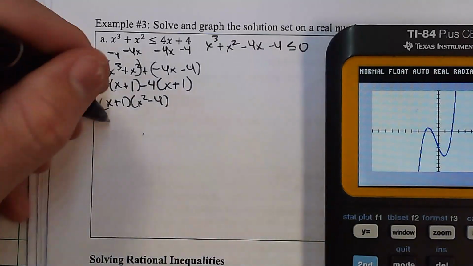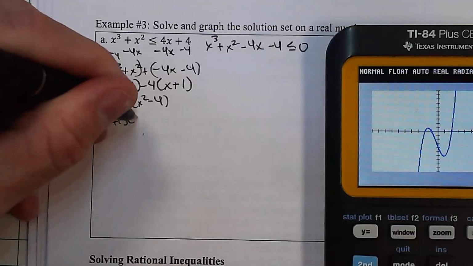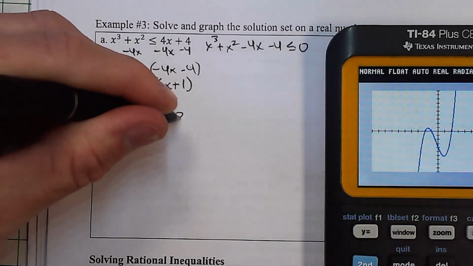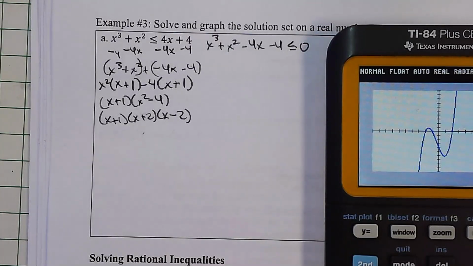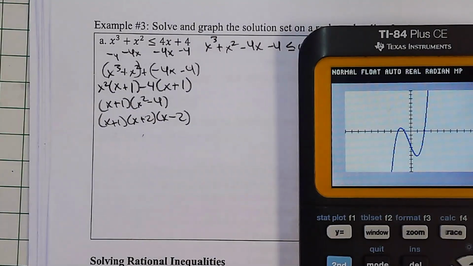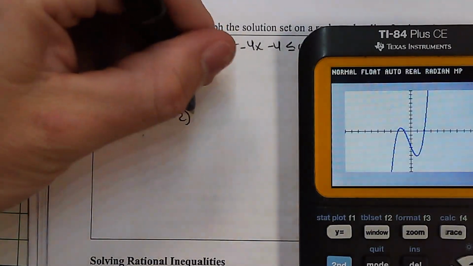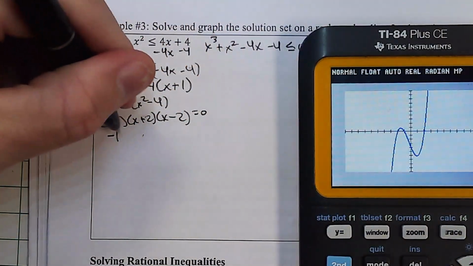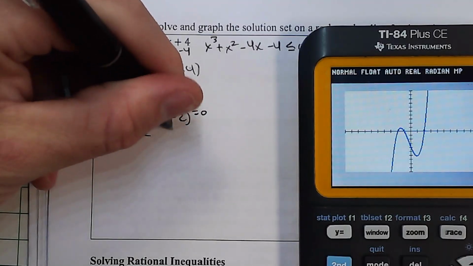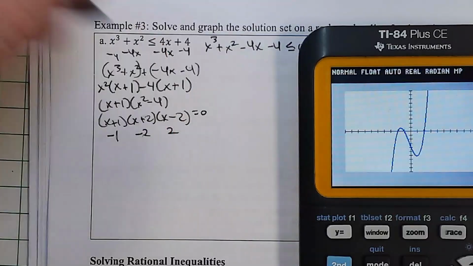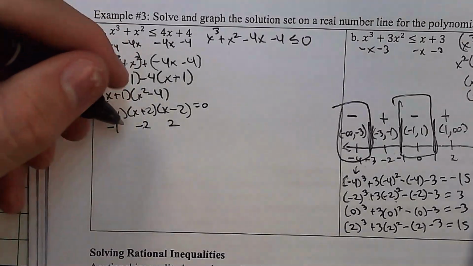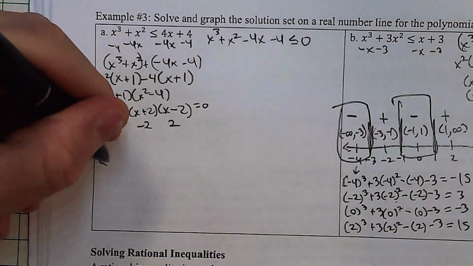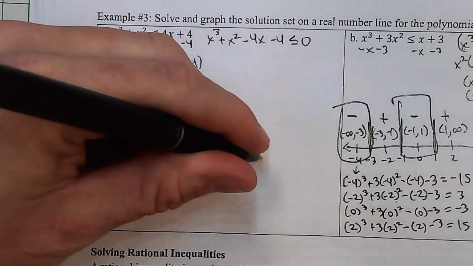How does x squared minus 4 factor? Yeah, x plus 2, x minus 2. All right, now I solve these. So I'm just going to put, there'd be negative 1 there, negative 2 there, 2 there. Those are what makes that equal 0. I'm not going to make the equations because I don't think I have enough room. That's my fault. So I'm going to make a number line that has those boundary points on it.